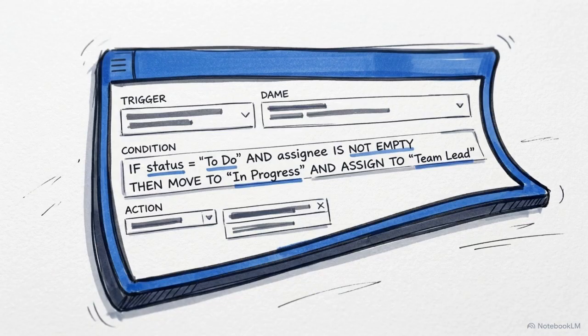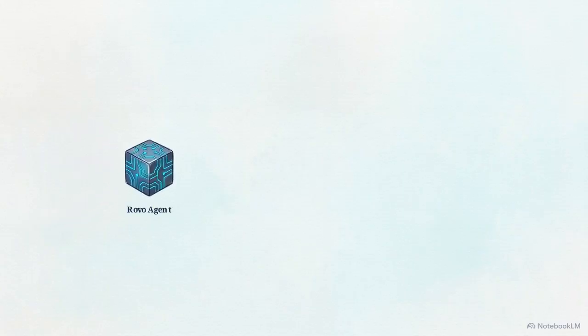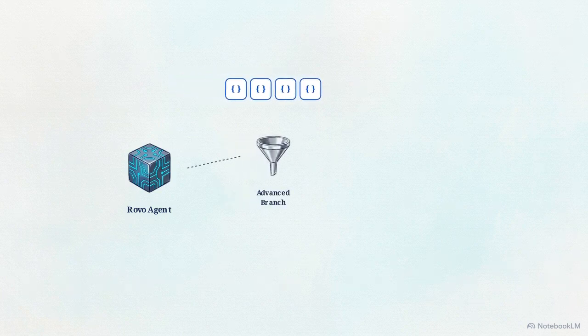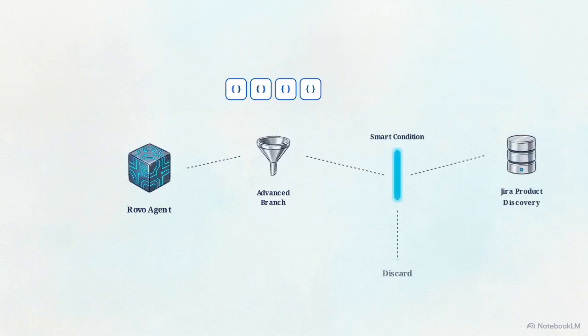Next, we add a Rovo agent node. Here, we input the specific conversational trigger phrase we designed earlier, commanding the agent to evaluate the fetched tickets and return our requested JSON data. This diagram shows the logic flow in action. We use an advanced branch to iterate through the JSON array the agent returns. We apply a smart condition filter. This gate discards any items tagged as existing, permitting only the new feature requests to pass through.